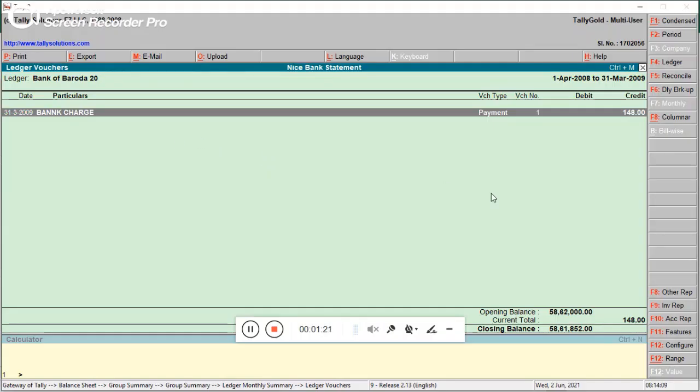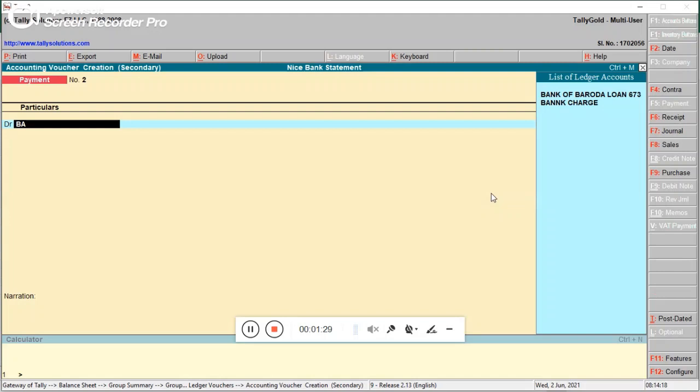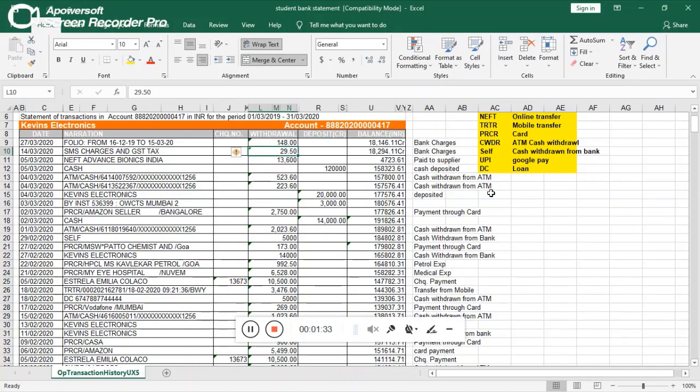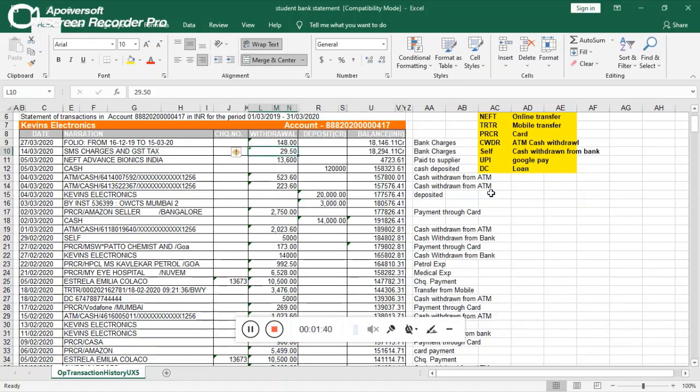Again, you come here, press Alt A, go to the payment, then you create bank charges. Payment is already there. Bank charges again, that is 29.50. Credit what? Bank of Baroda. So next one, SMS charge.